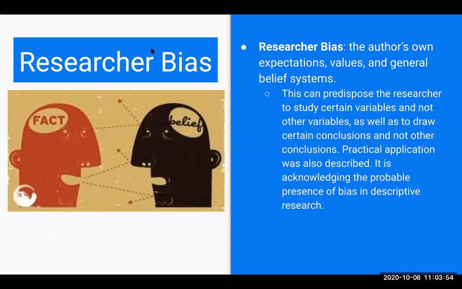Researcher bias, the author's own expectations, values, and general belief systems. This can predispose the researcher to study certain variables and not other variables, as well as to draw certain conclusions and not other conclusions. Practical application was also described. It is acknowledging the probable presence of bias in descriptive research.